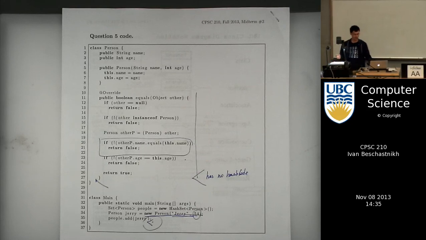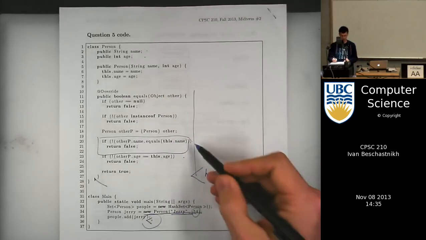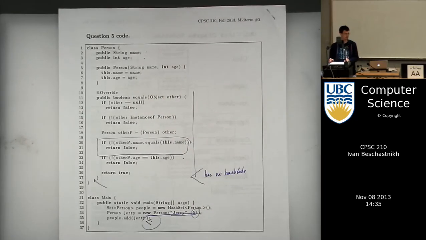Second question. Now I create a new Jerry. It has the same fields. Hash code matches. And since it has exactly the same fields, name and age, equality is going to be true, right? So it's going to be true for the second question. And the final one, still true. If I have the same object, it has the same fields. It has the same hash code by definition. So it's going to be true as well.